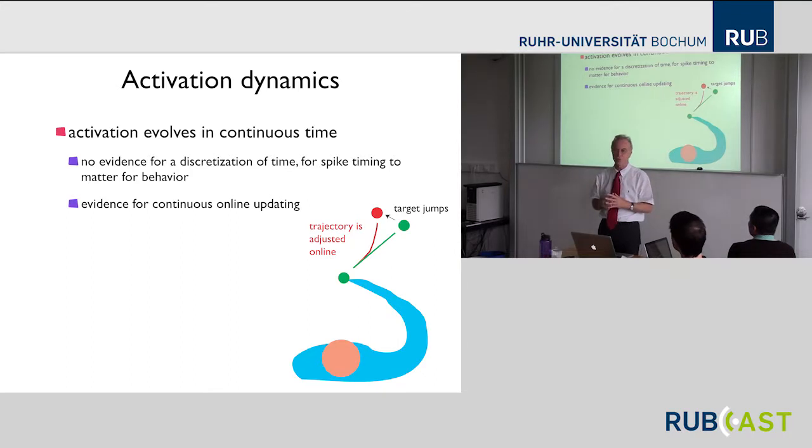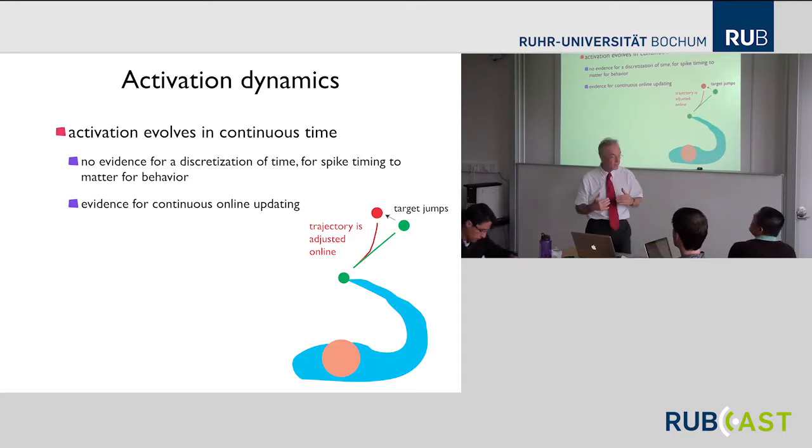Now, that activation evolves continuously in time, ultimately the evidence for that is from the fact that behavior evolves continuously in time. And for instance, it does not evolve discretely in the same sense in which spikes are discrete. There is no empirical evidence for the discrete nature of spiking somehow being reflected in discrete behavior, that you would have a certain kind of sudden onset of something. An empirical example of that is continuous online updating for movement.